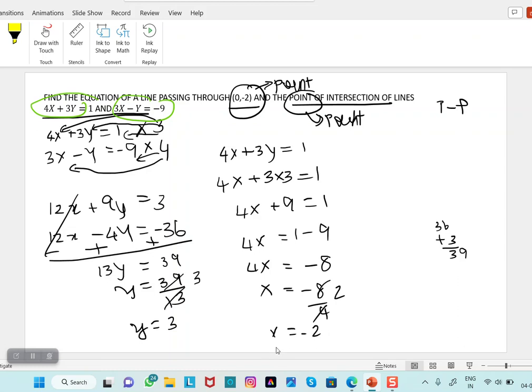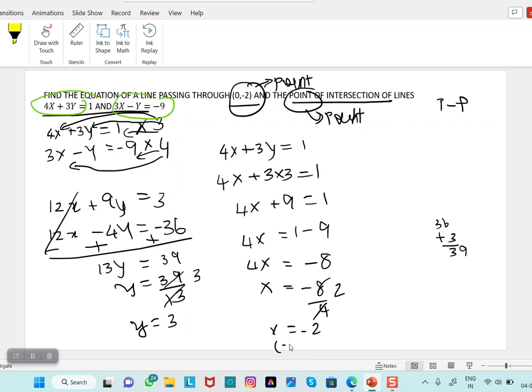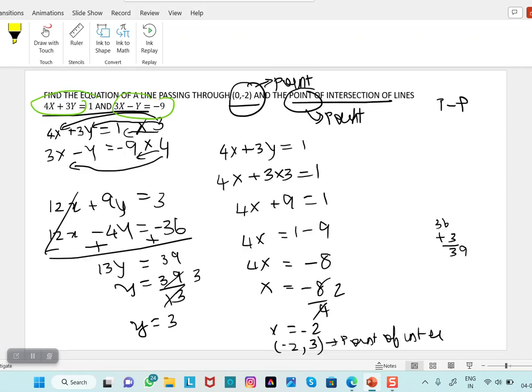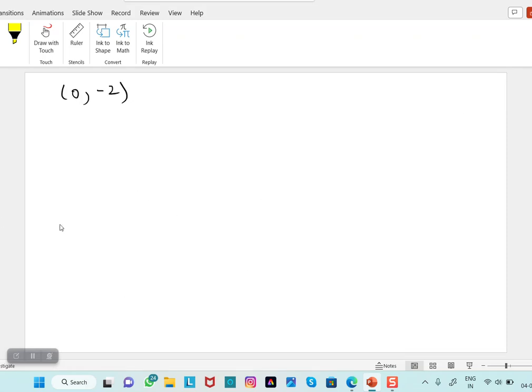So with this, I have found the point of intersection as the x coordinate will come first, minus 2, and the y coordinate will come later. So this is my point of intersection. Now I have basically found my 2 points. The 2 points which I obtained are, one is 0, minus 2, and the other one is minus 2, 3. These are your 2 points.